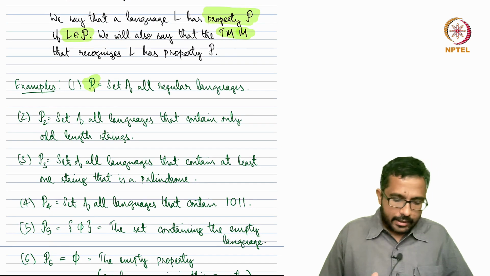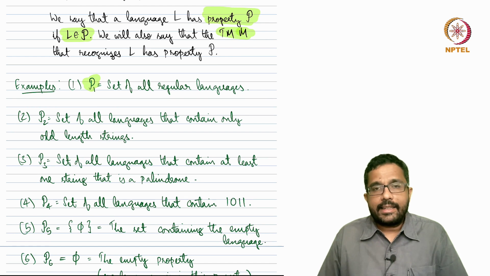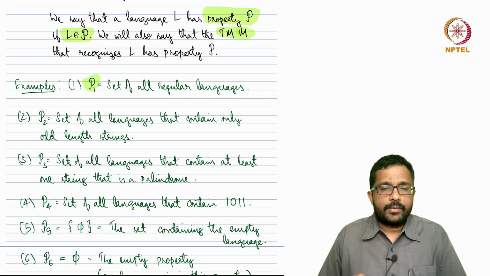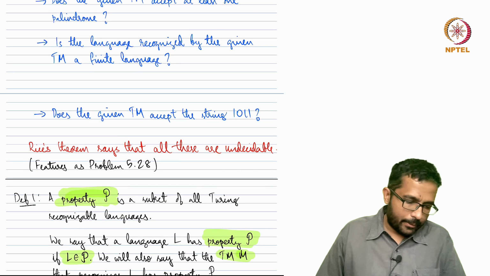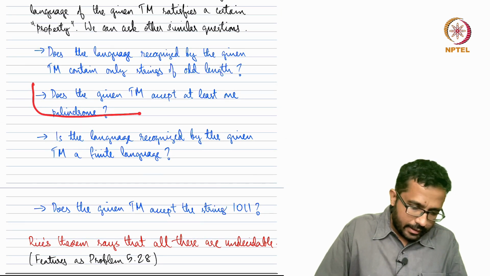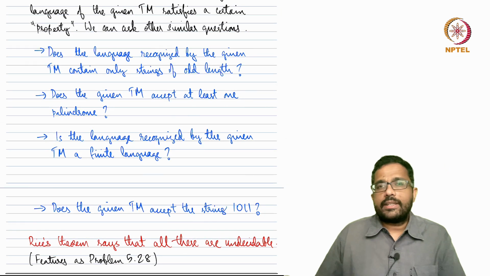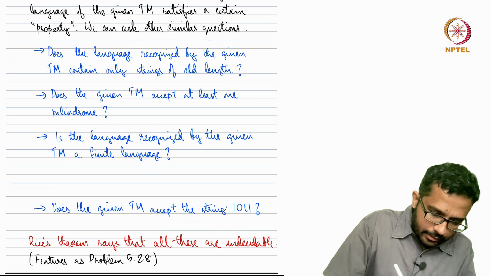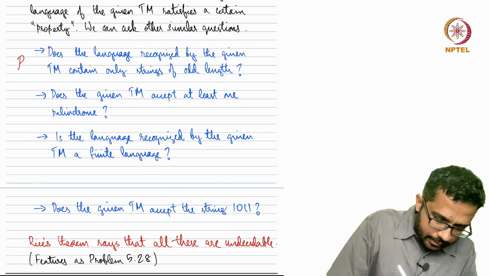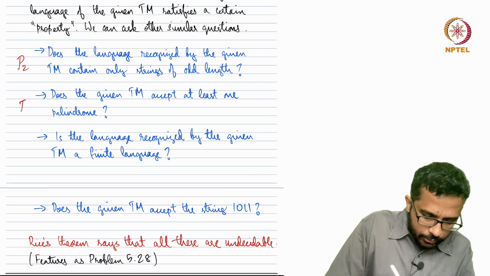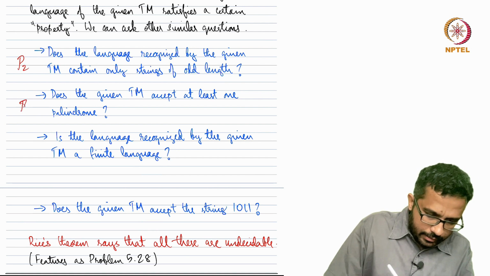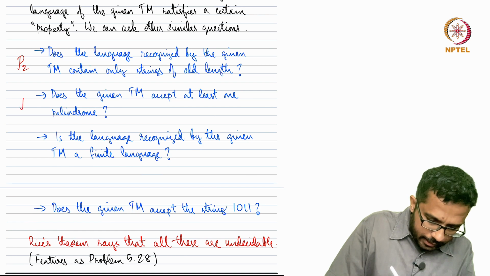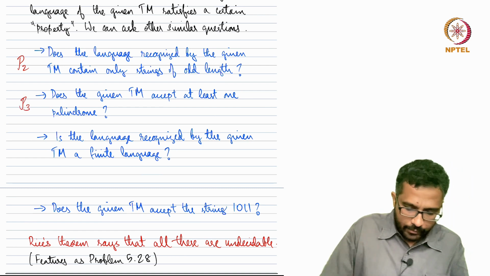P3 is the set of all languages that contain at least one string that is a palindrome. And P3 is the same question asked here: does the given Turing machine accept at least one palindrome? So maybe I'll just note it down here. This is asking, does the given Turing machine satisfy P2? This is asking whether the given Turing machine satisfies P3.